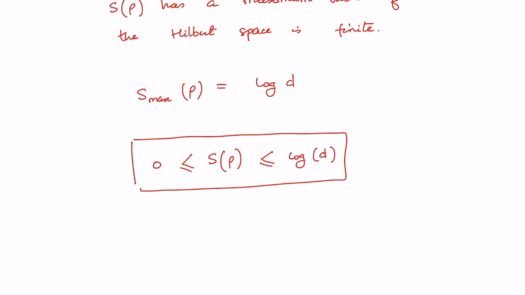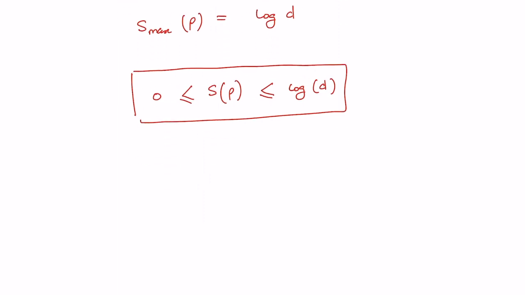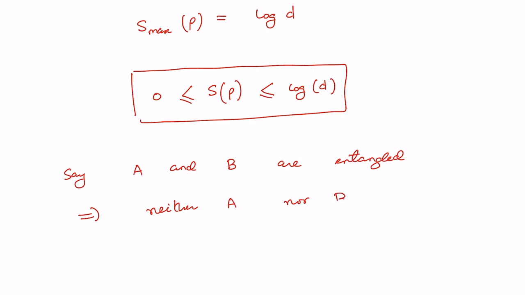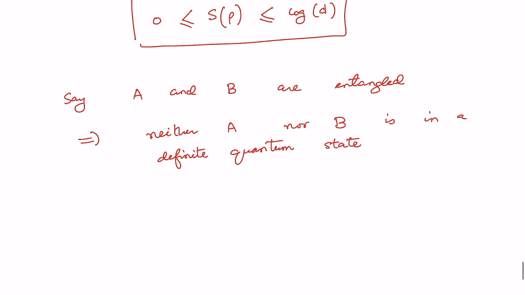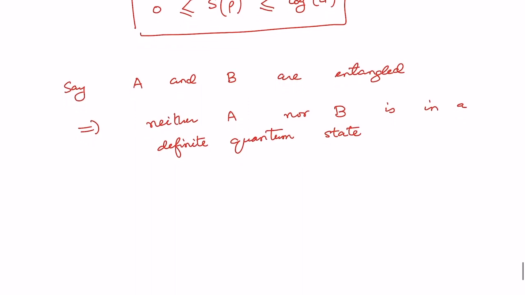Von Neumann entropy can be used to quantify quantum entanglement, and the reason is very simple. When two systems, say A and B, are entangled, this implies that neither A nor B is in a definite quantum state, because we have a loss of information about the systems. We cannot know everything about A, and we cannot know everything about B without involving the other subsystem.